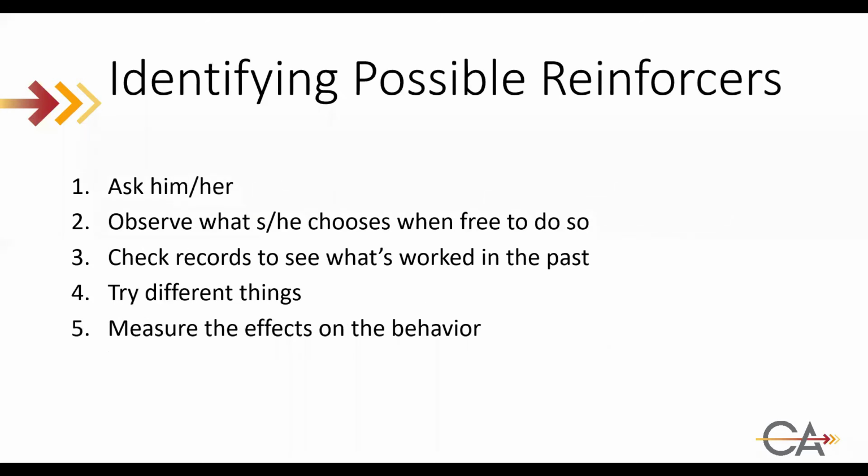And so the way to do that is to just identify them. If they're vocal or verbal, you can ask them. You can observe them in free time. You can check records from the past, try different things. You can actively measure the effects. You can talk to people. There's lots of ways to identify potential reinforcers, things that they like and that they'll work for.